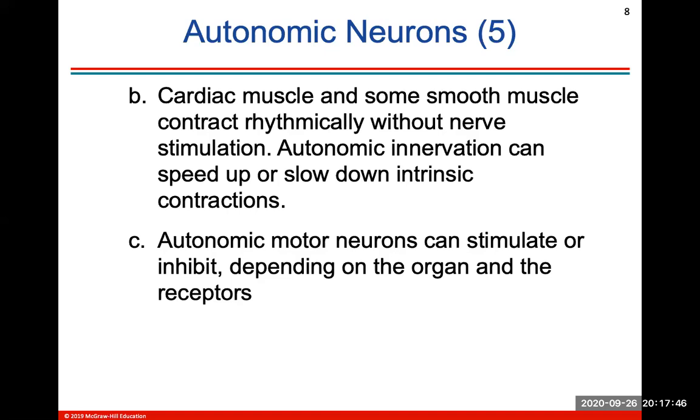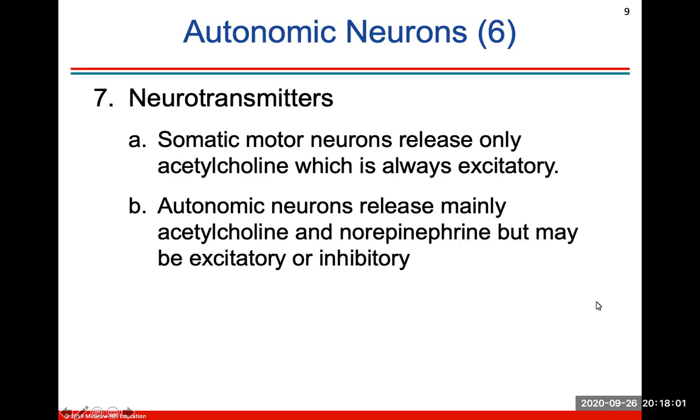So your cardiac muscle cells can actually control their own heartbeat. So your heart can establish its own heartbeat. And if you removed a heart from the body, the heart would continue beating for a little bit. Autonomic motor neurons can stimulate or inhibit depending on the organ and the receptors.